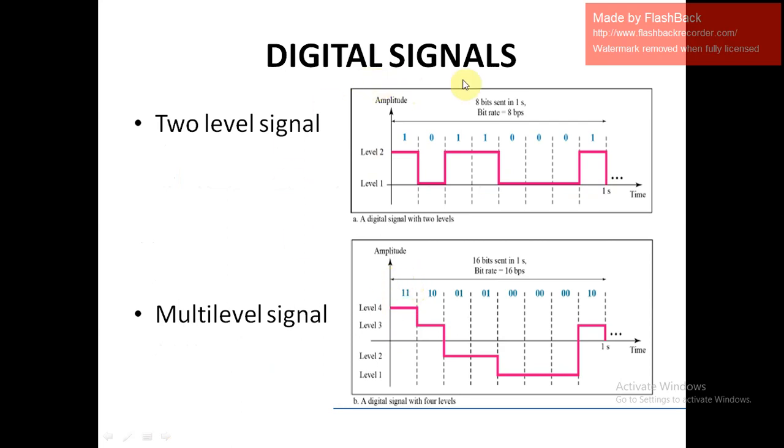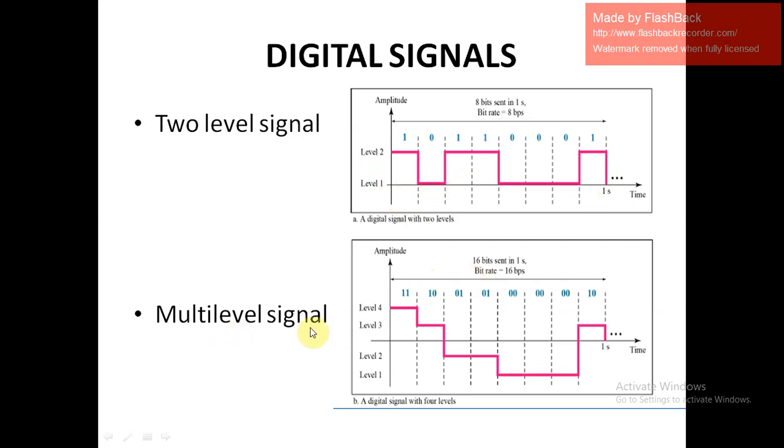Now come to the digital signal. I have told you earlier that in a digital signal, the amplitude is varied into certain levels. The first example is a two-level signal, which can be known as the binary signal. The amplitude is level 1 and level 2. It is just fluctuating between these two levels only, and if it is level 2, this is logic 1, and if it is level 1, that is logic 0.